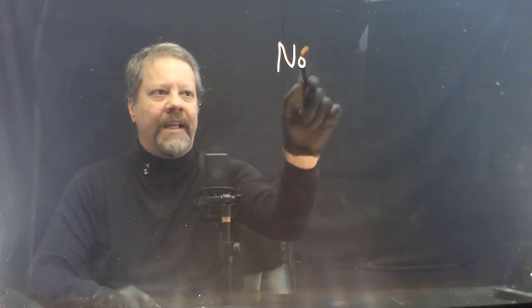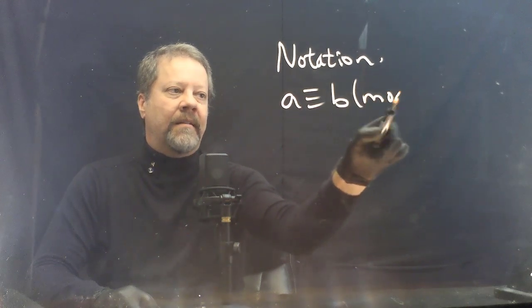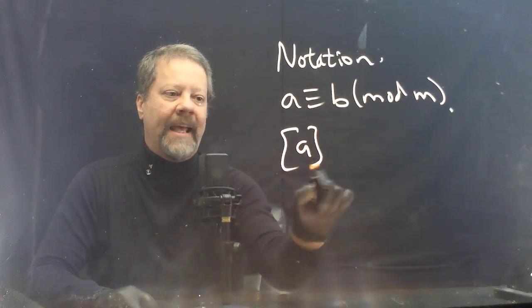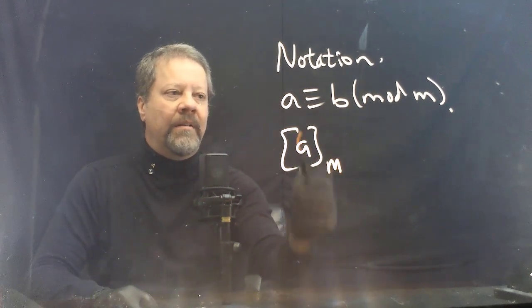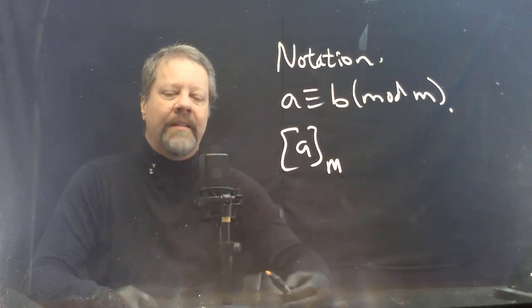Next, a bit of notation. If you're dealing with A is congruent to B mod M, then the congruence class of some number A, mod M, will put a little subscript of M here, the modulus that you're using.